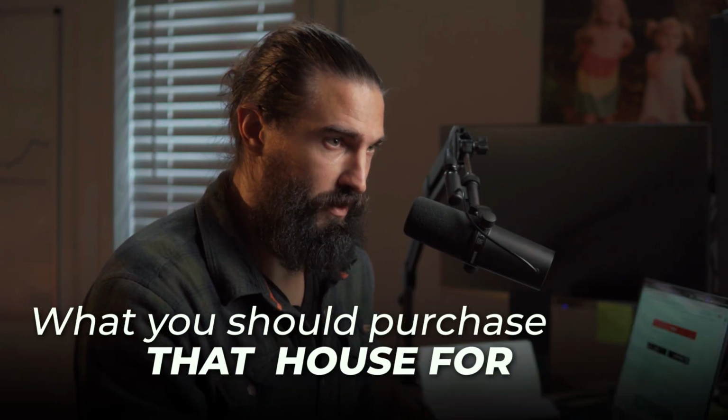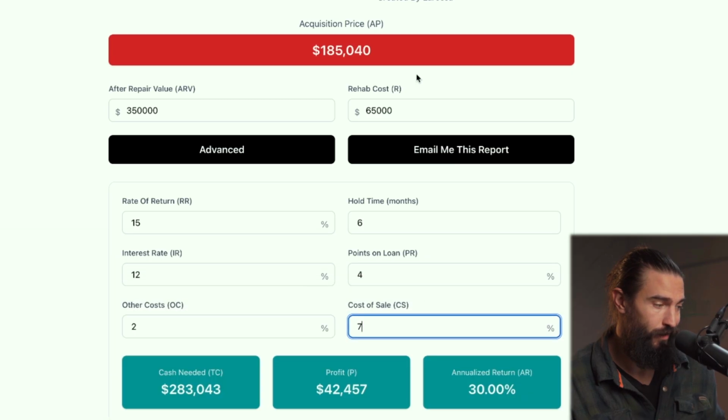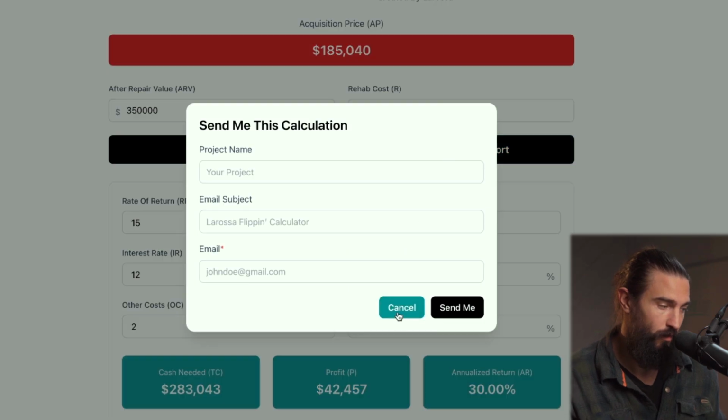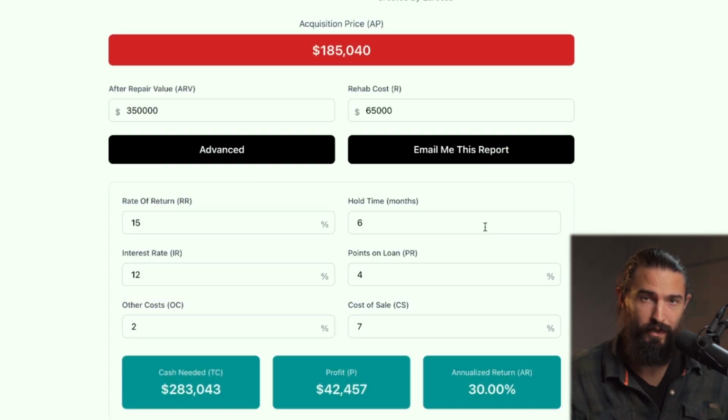So you simply just put in your after repair value and you'll know exactly what you should purchase that house for. And one other little feature here is that you can email yourself that report. Cool if you want to keep it in your inbox for all the offers that you give out.